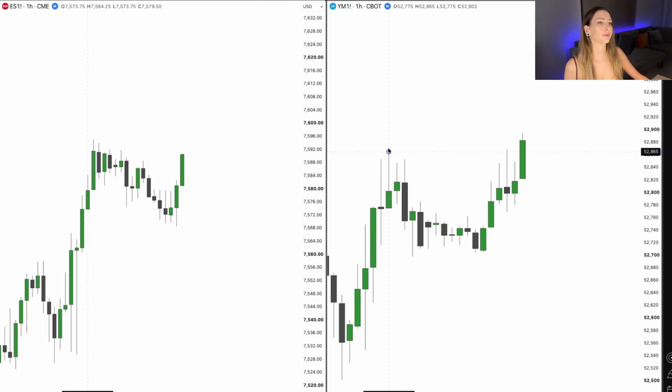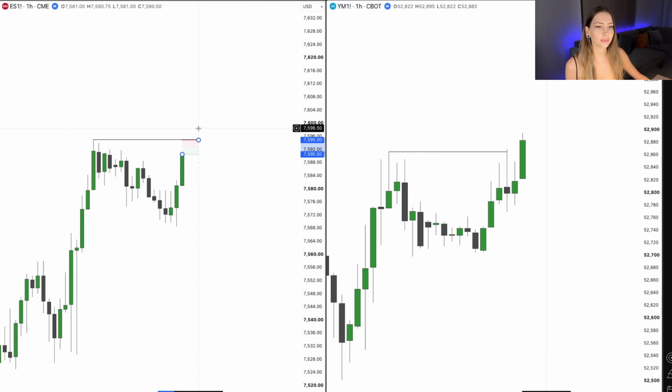Here we can see that YM took the high and ES did not. It's still trading below. But is this a good SMT? Well, we can see that from this high, there is not much space. It's a really tiny gap. So I am not expecting this SMT to push price down because the correlated asset is very close.